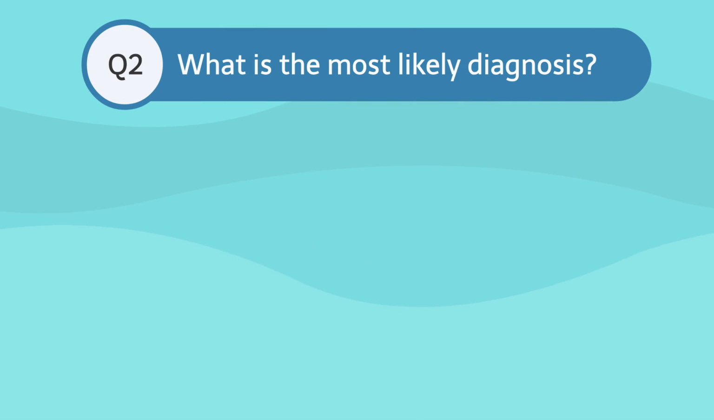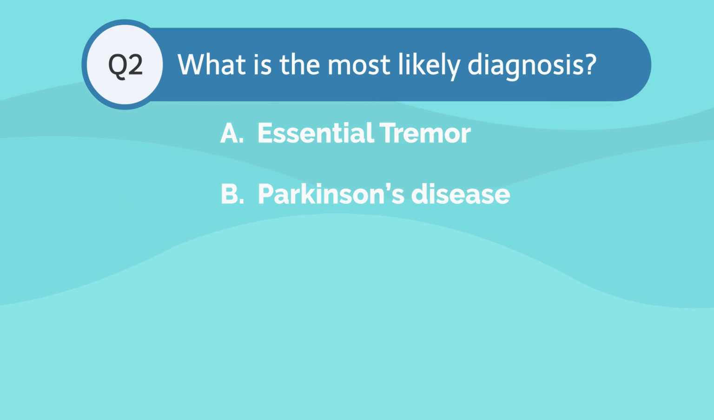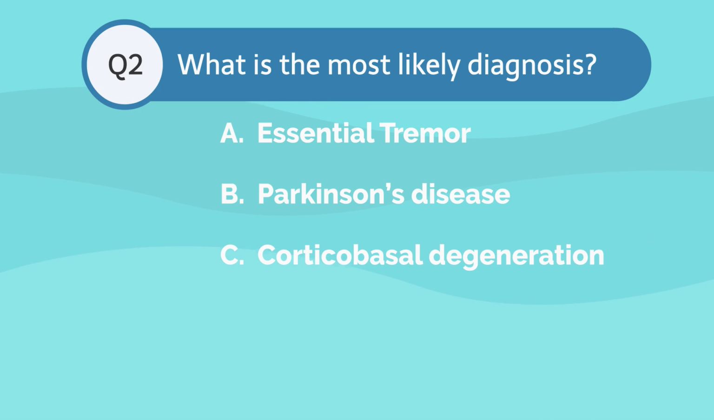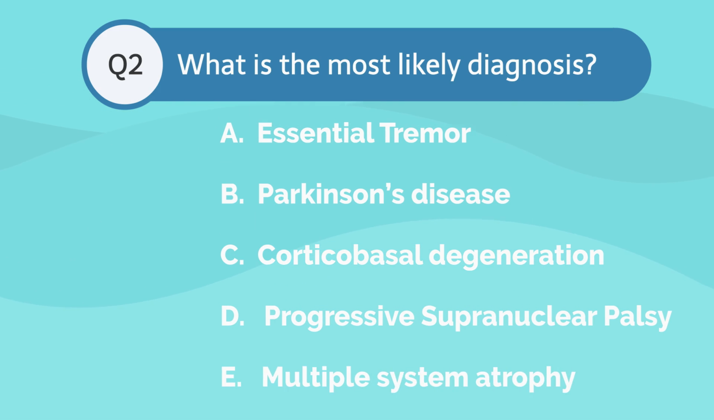Which of the following is the most likely diagnosis? A. Essential tremor. B. Parkinson's disease. C. Corticobasal degeneration. D. Progressive supranuclear palsy. E. Multiple system atrophy.